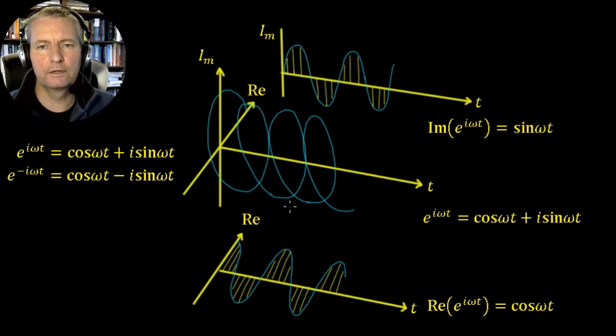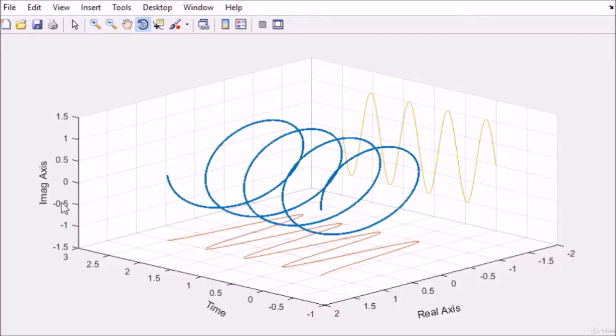So let's have a look at this in MATLAB. So that's what we're looking at here. Again, we've got the imaginary axis here, and we've got the real axis. So the real axis in effect runs up here, and that's the time axis there. So there we have our corkscrew, and if we look in from that angle there, we have our sine, and then from that angle there, looking at the real axis, is our cosine.